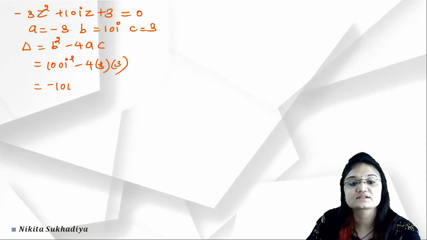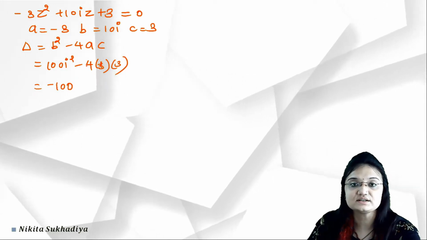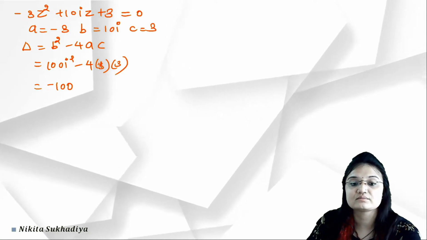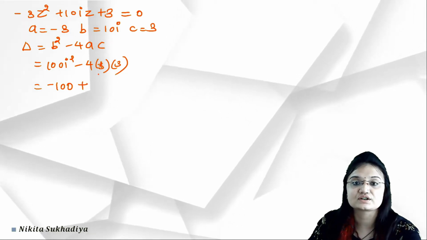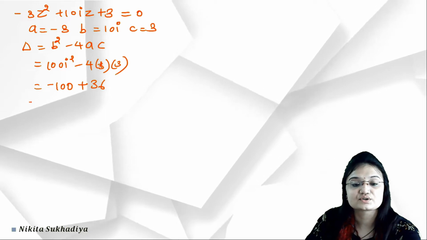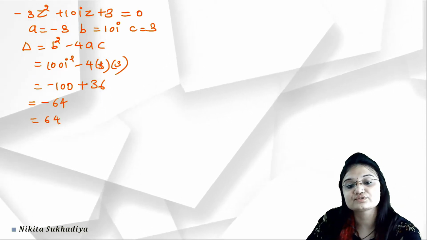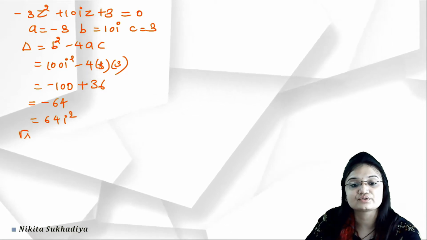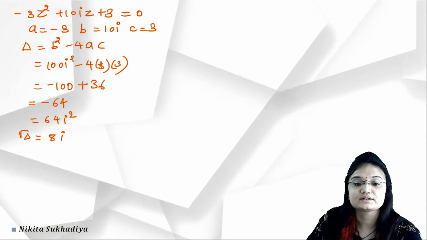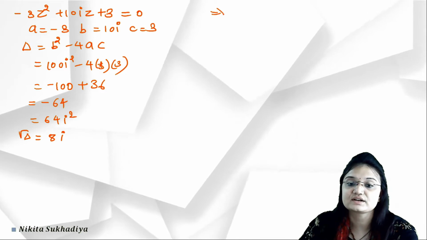So this is minus 100, because i squared is minus 1, and this will become minus minus plus 4 3s are 12, 3s are 36. So this will become minus 64. So this is 64 i squared. So the square root of delta is nothing but 8i. Okay, so this is a quadratic equation of z.